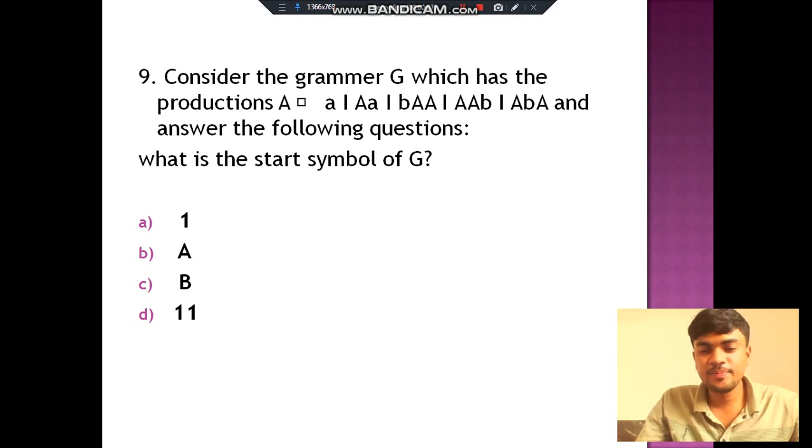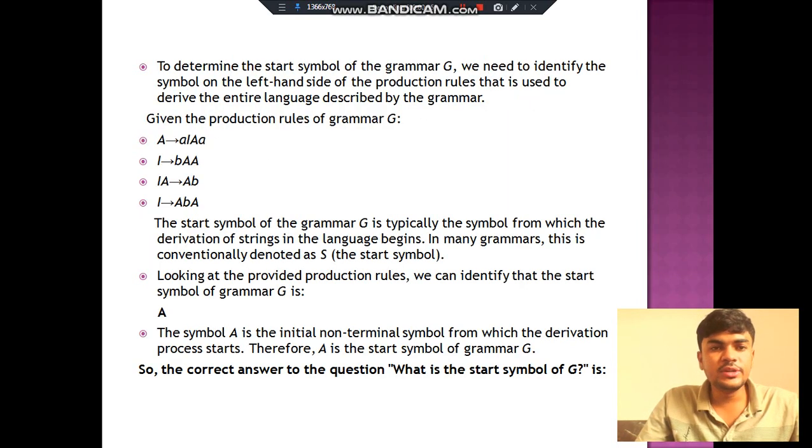यह पार्ट बी का question number 9 था। Consider the grammar G which has the production A → BaA | aB and the answer of the following questions. जो यहाँ पे कैपिटल लेटर्स हैं वो हमारे टर्मिनल हैं, और जो स्मॉल लेटर हैं वो हमारे नॉन टर्मिनल हैं अपने ग्रामर के हिसाब से। What is the start symbol of G? Option A: 1, option B: A, option C: B, option D: 11.